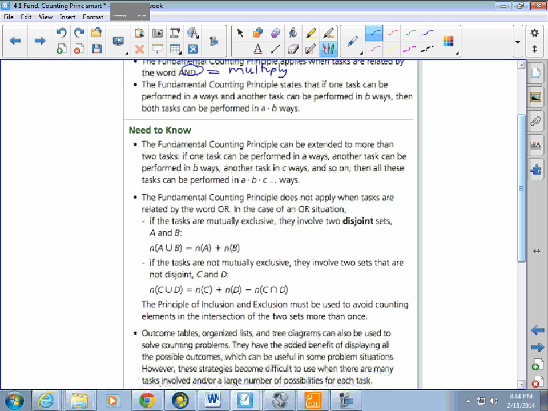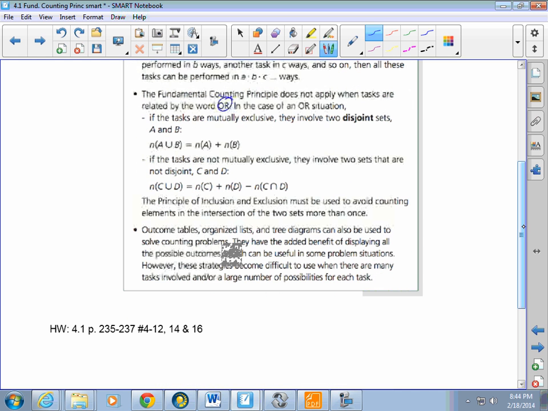The fundamental counting principle does not apply when tasks are related by the word "or." So in the case of an "or" situation, you either use the mutually exclusive case when your sets are disjoint, and then you're just counting up the number of elements in each set and adding them up. And if they are not mutually exclusive, so the sets have some overlap or some elements in common, then you're going to use the number of elements in both added together minus the number of elements that they have in common.